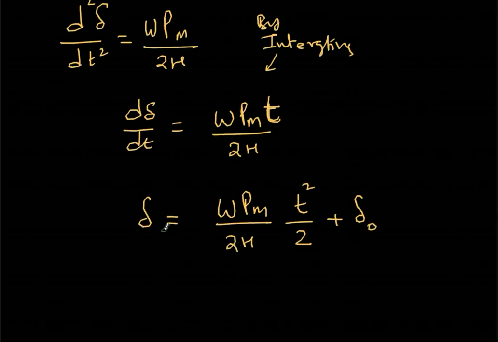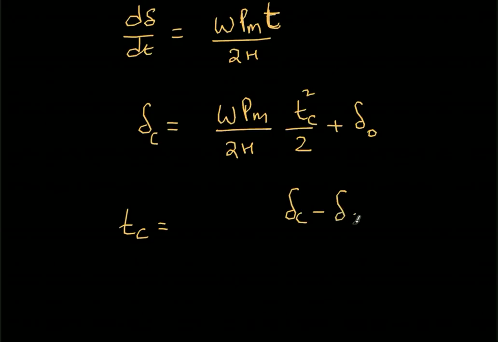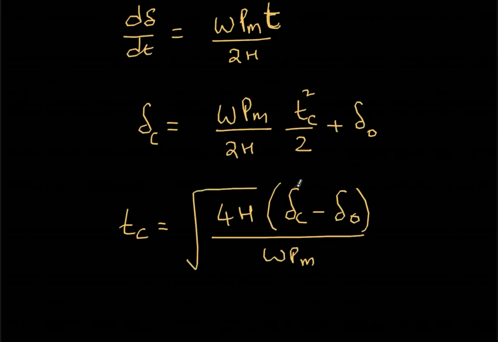Now in this, if I substitute delta C, I'll get Tc, and delta C is known from the previous case. Now I will find what Tc is. Tc is like this: first delta C minus delta naught will be there, and then to that I will multiply 4H and divide by omega PM, and then apply the square root. This is what will give me the value of the critical clearing time.